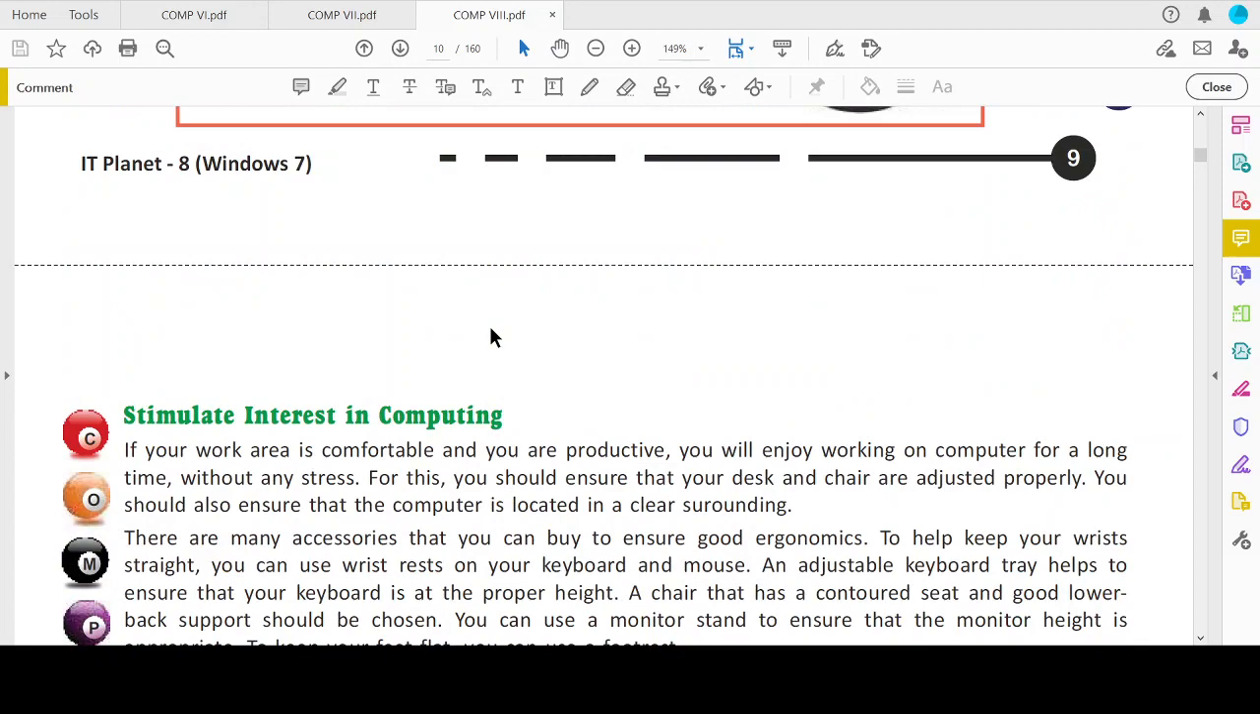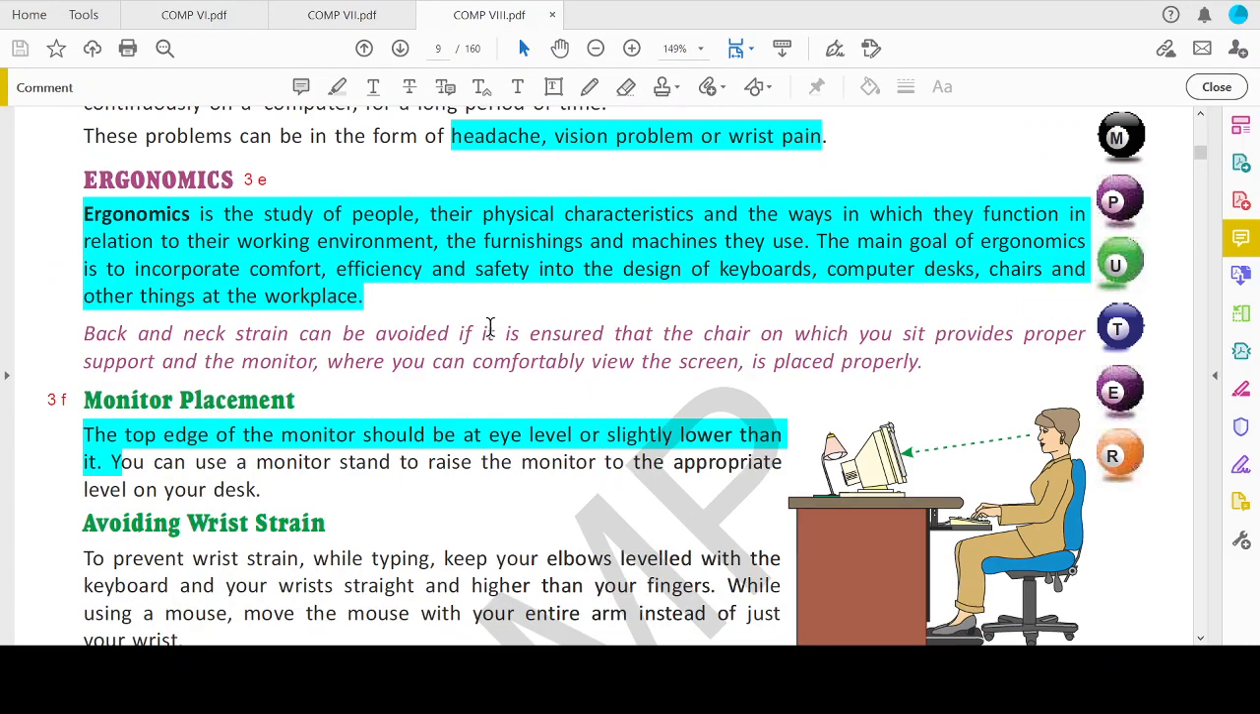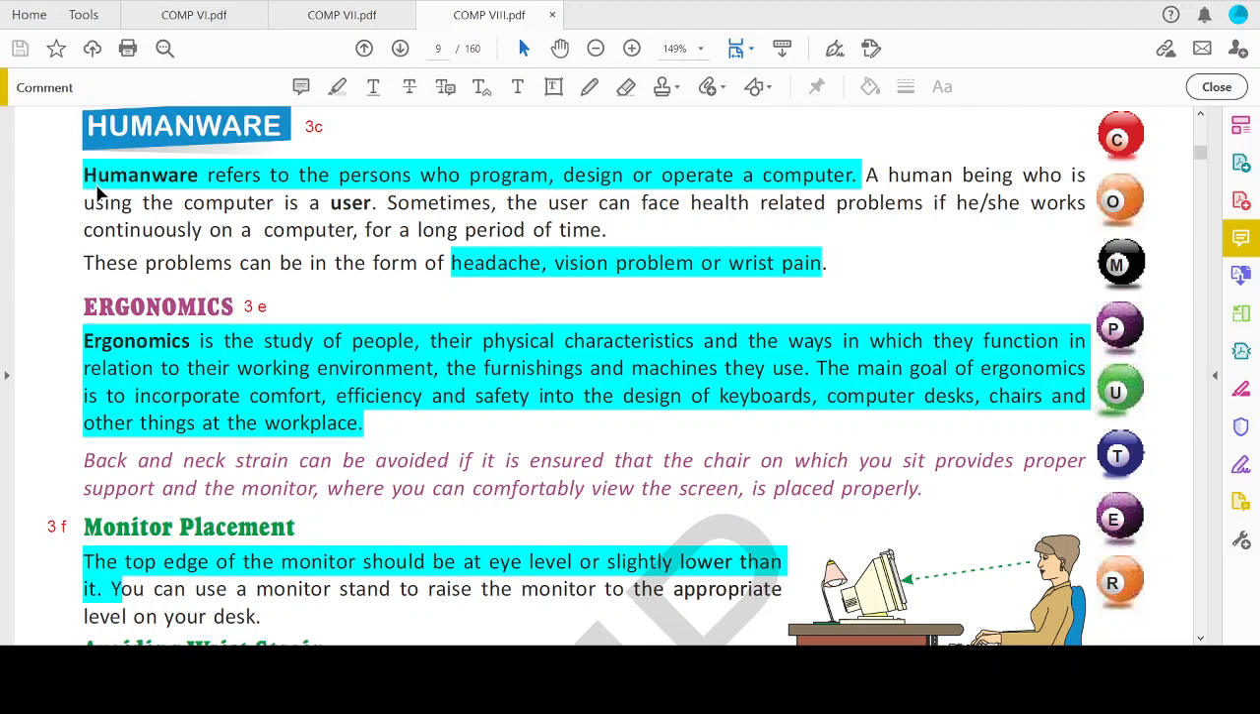You will get the answer from page number 9 and hardware from page number 3. See, humanware refers to the person who programs, designs or operates a computer. So the human user is the humanware. A human being who is using the computer is a user. Sometimes the user can face health related problems if he or she works continuously on a computer for a long time. This problem can be in the form of headache, vision problem, or wrist pain.